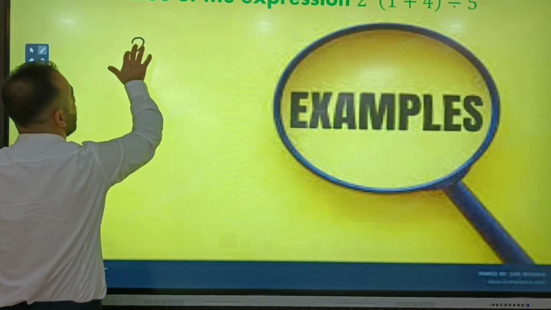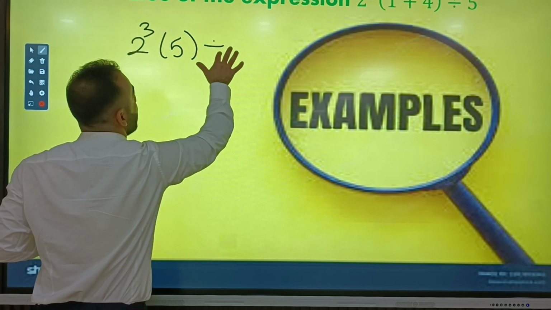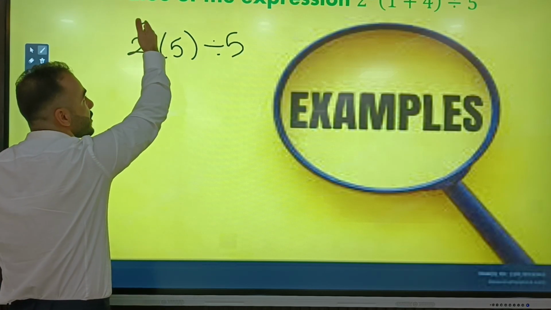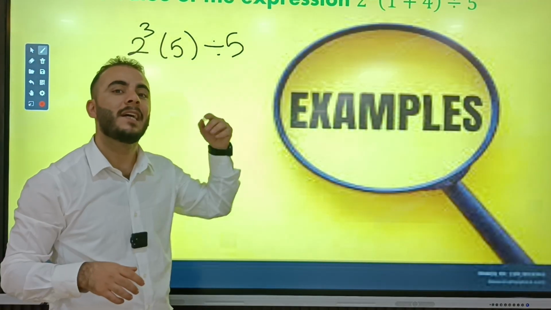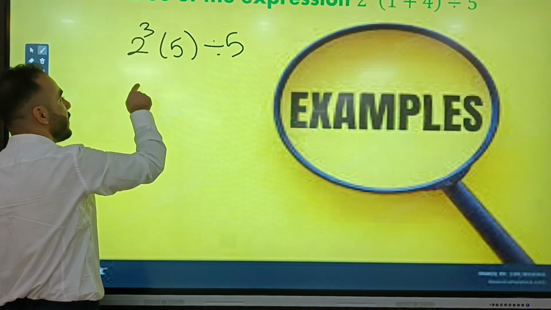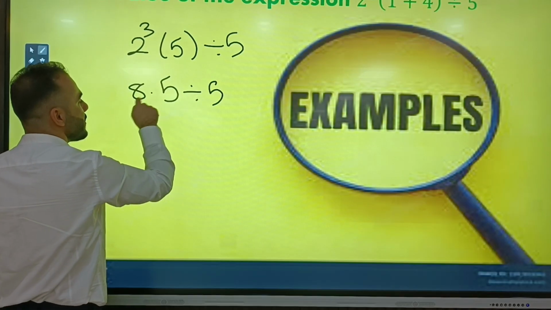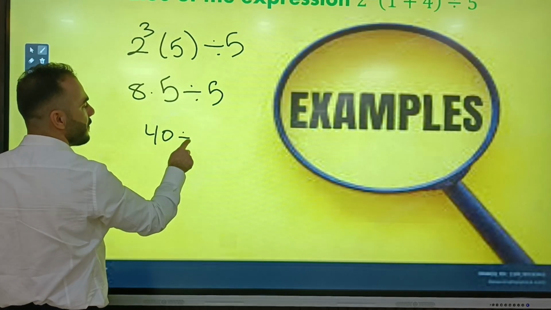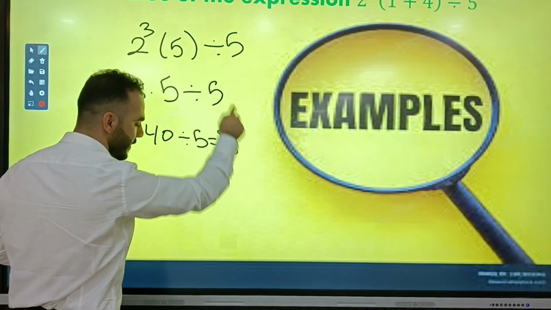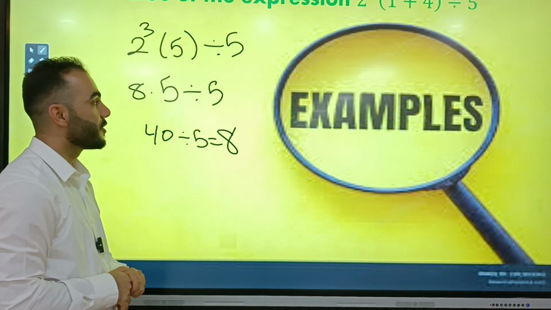So let's rearrange it again. 2 to the power of 3, times 5 divided by 5. We have exponent and division. Which one comes first? Exponent. Go back to PEMDAS: E. So 2 to the power of 3 is 8. Times 5 divided by 5. 8 times 5 is 40. Divided by 5, it is equal to 8. That is how you deal with an order of operations question.